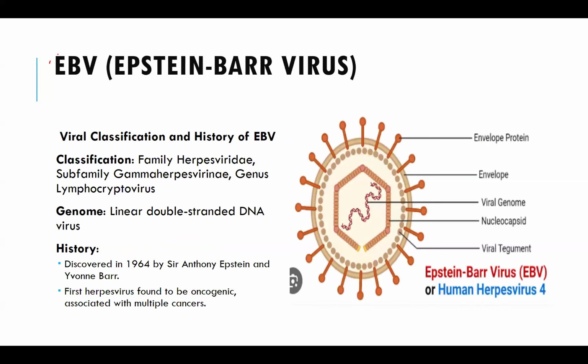So, going to virus number 4, or what we call the Epstein-Barr virus. This is one of the viruses in the herpesviridae category, its subfamily is the gammaherpesvirinae, and the genus is lymphocryptovirus. It is also a double-stranded DNA virus, just like the rest. It was first described by Sir Anthony Epstein with his colleague Yvonne Barr. That's why the name comes from Epstein and Barr. They named it after these 2 scientists.